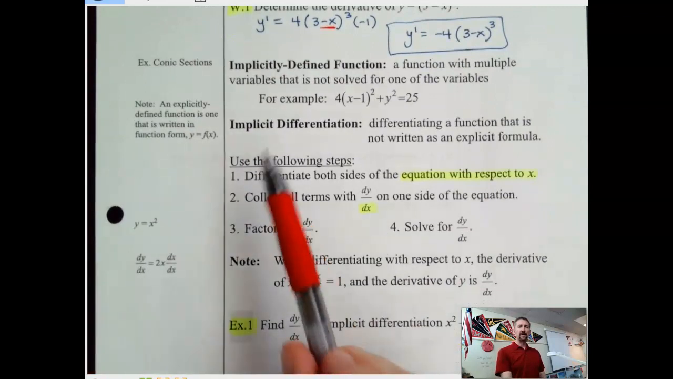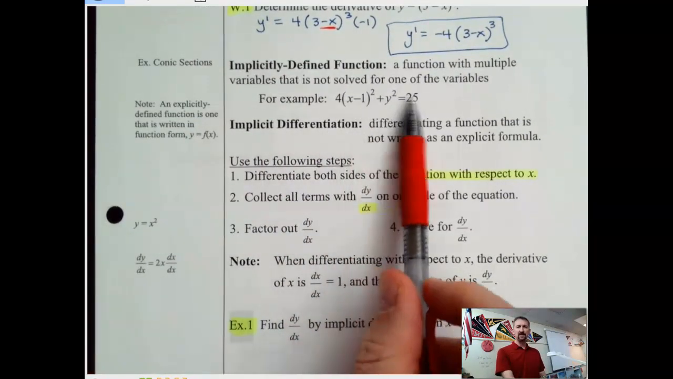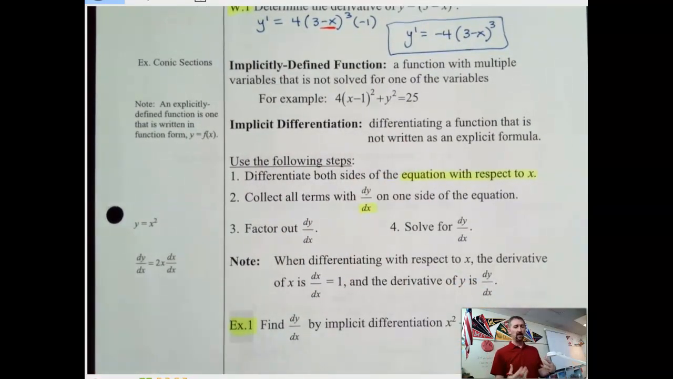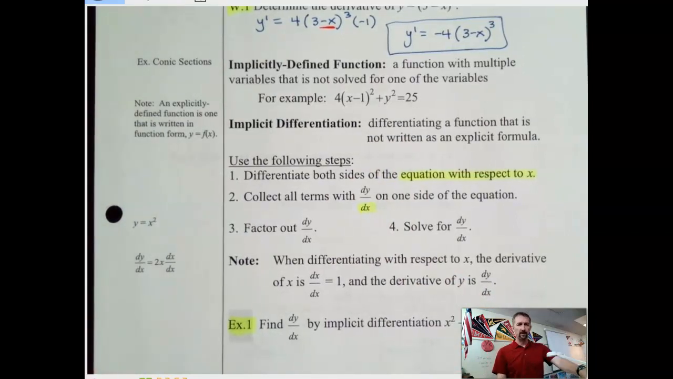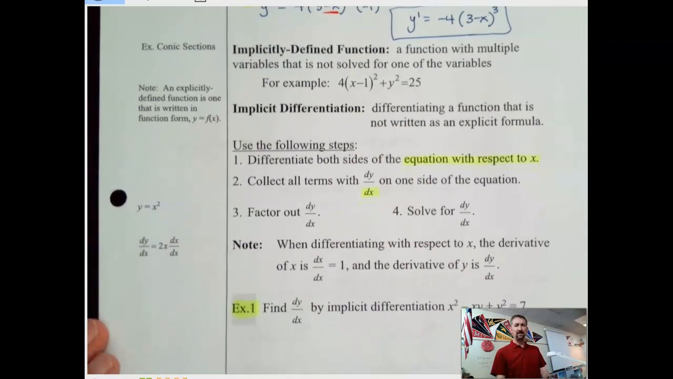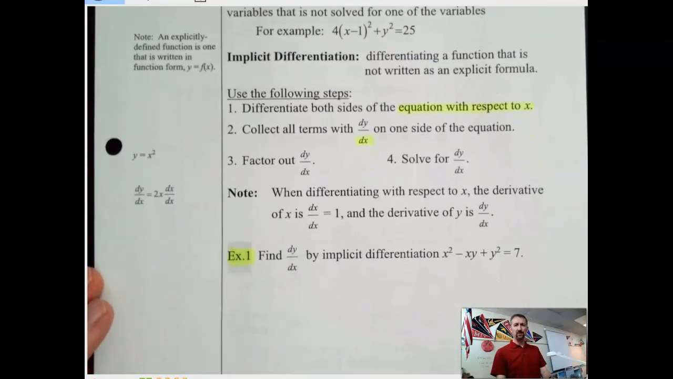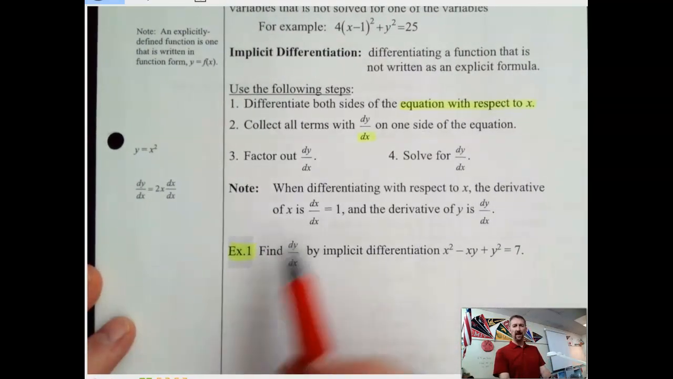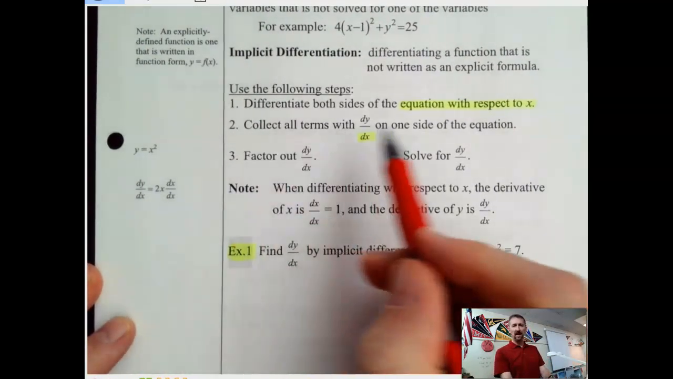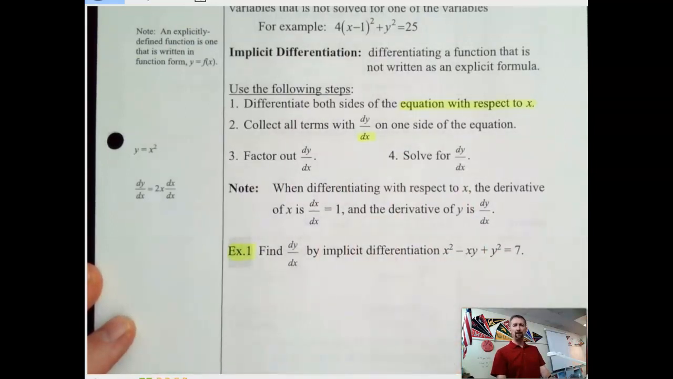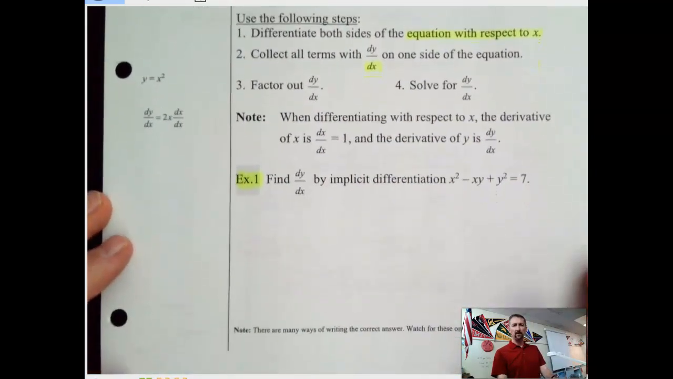So implicit differentiation refers to taking the derivative when stuff is mixed together and not solved for one variable. Okay, so here are the steps. I think it's probably better just to show you a problem, and then after I show you the problem, if you want to come back and look at these steps, then you can do that.